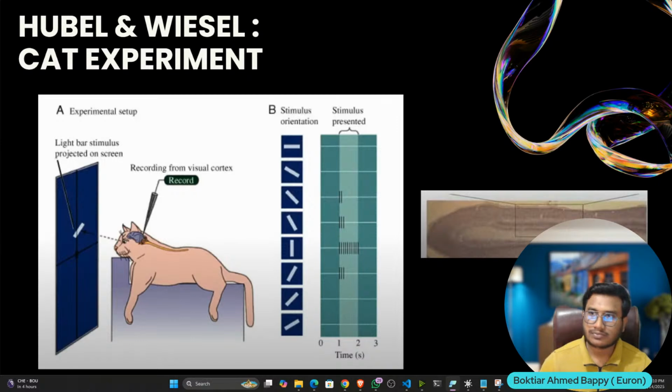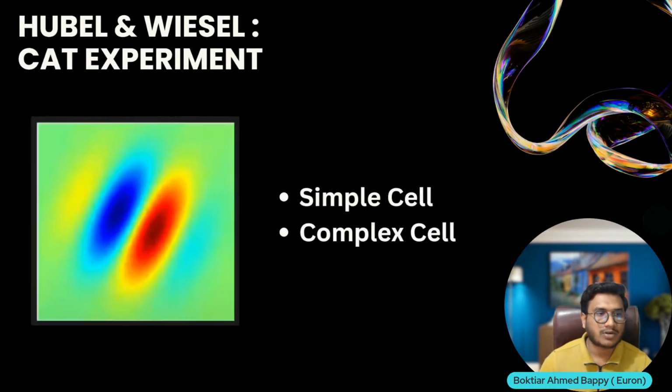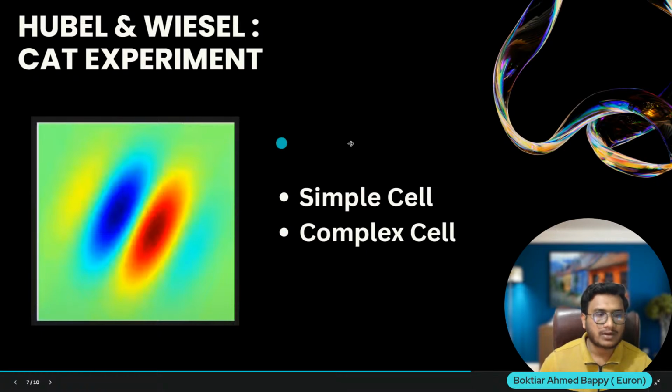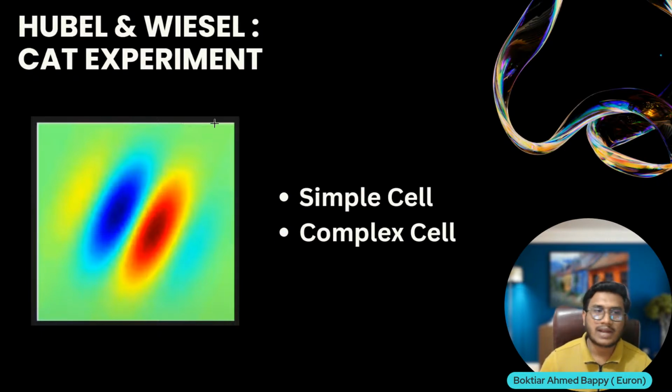Fine. Okay. Now see, after this experiment, they got some outcome. They got actually two kinds of cell. One is the simple cell, another is the complex cell.